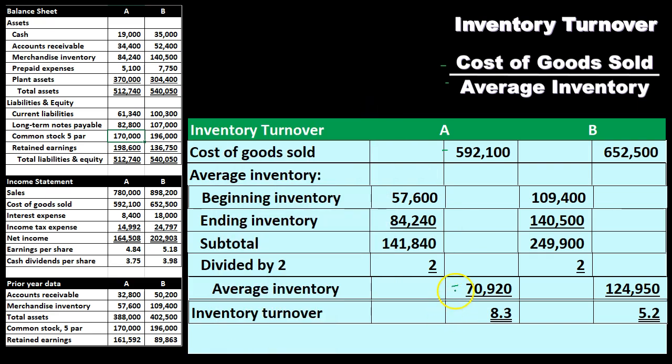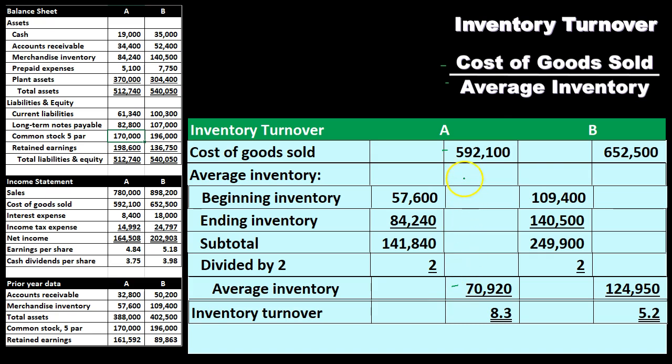So let's think about this again. We've got the average inventory. This is the average inventory on hand at any given point, basically within the time period that we're talking about. We're dividing that into the expense of us basically selling the inventory. So this is representing us selling inventory. This is representing how much inventory is currently on hand.